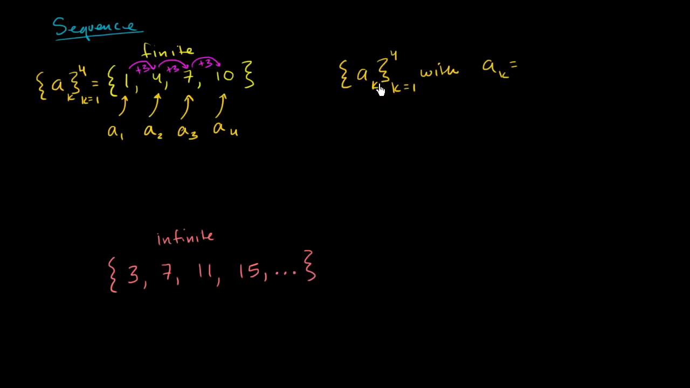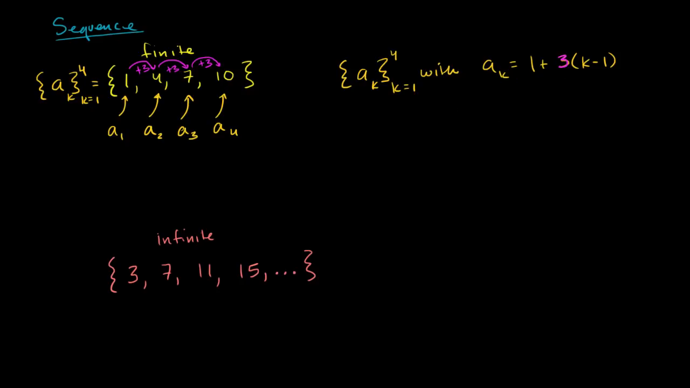So we could say that this is going to be equal to 1 plus k minus 1 times 3. Or maybe I should write 3 times k minus 1. Same thing. 3 times k minus 1. And you can verify that this works.